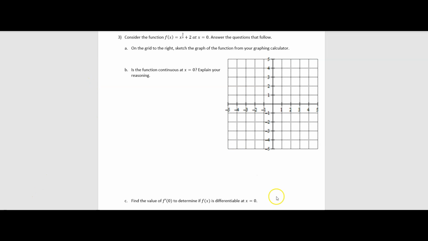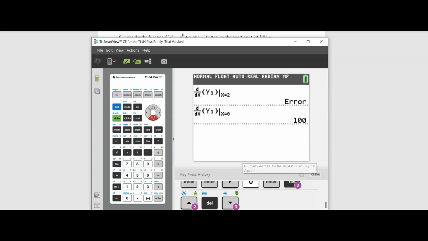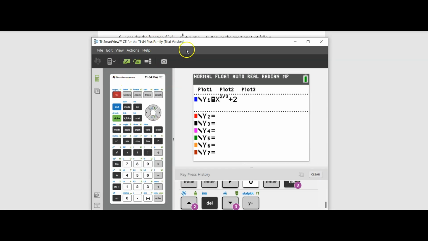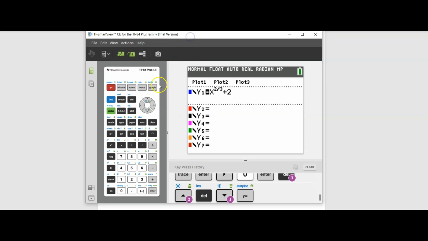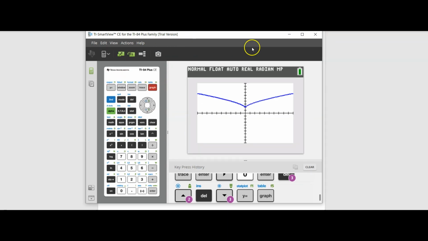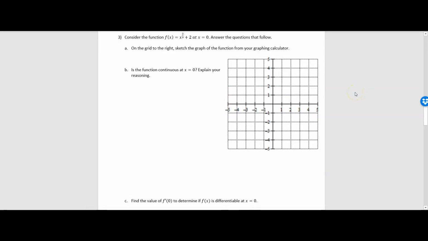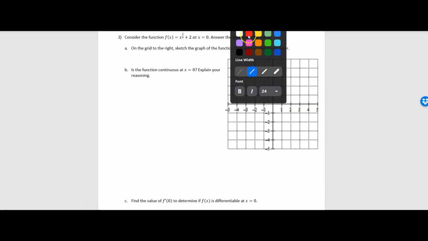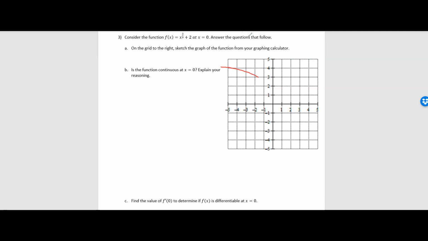Okay, so I'm going to pull up the calculator. Let's see what this function looks like. I already have it entered in my y1. I'm going to graph it. And I get a function that has a point or a cusp right at y equals 2. So if we begin to sketch that, it's coming down, and then it starts to spring back up at x equals 0.